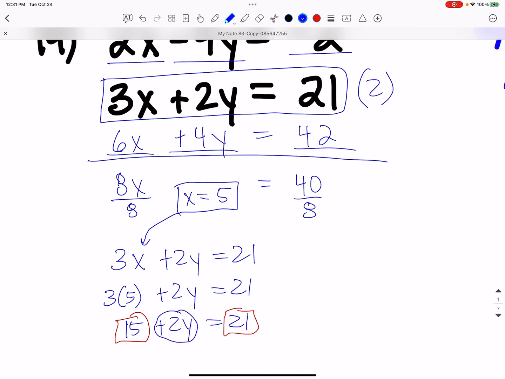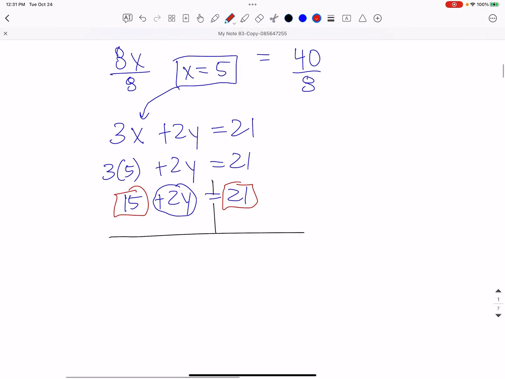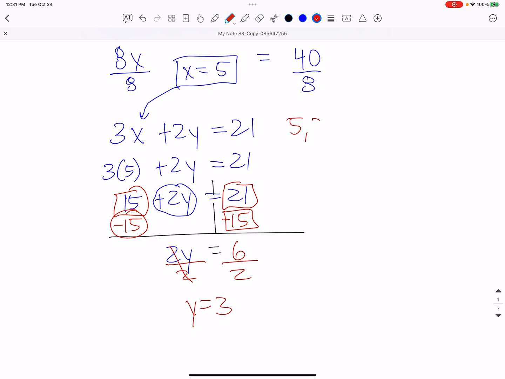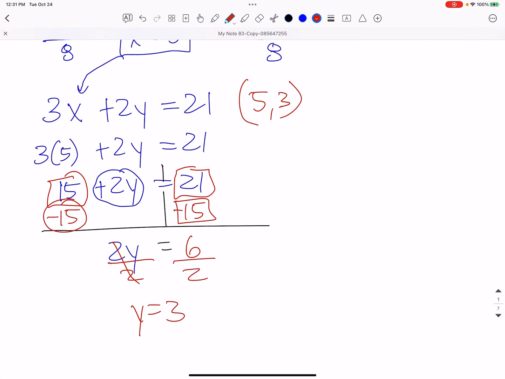Let's make our tables, write the equal sign. The guy that needs to take the hike is the 15. So minus 15, minus 15. 2y equals 6. That's top versus bottom, the 2. And y equals 3. So the answer is 5, 3. All right, there we go.